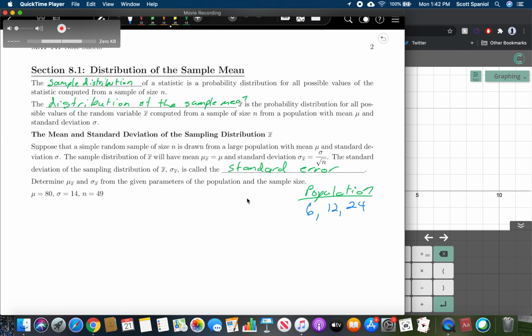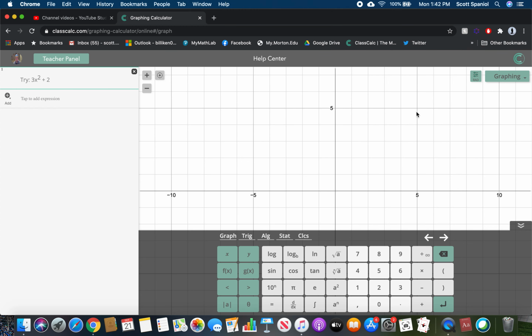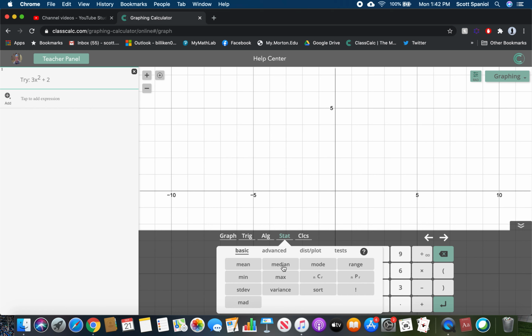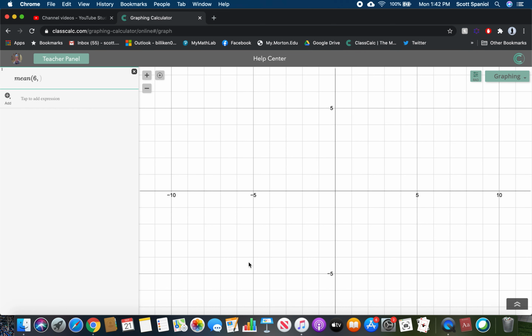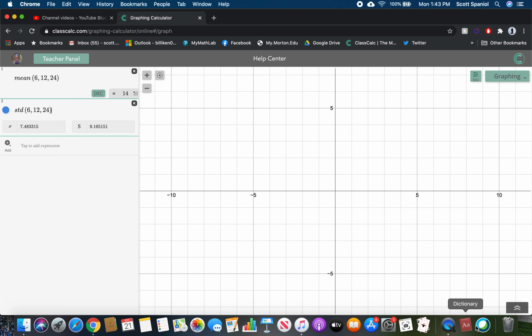Okay. So what we could do with those is we could use ClassCalc to find the mean and the standard deviation. I mean, we could do the mean of this pretty easily, but the standard deviation is a little trickier. So let's just do stat mean of 6, 12, and 24. So that's 14. And we could do the standard deviation of 6, 12, and 24. Although I'm not as concerned about the standard deviation here because our population is not large enough for us to do that part. What I'm more concerned with is this part right here. Okay, so this has a mean of 14.